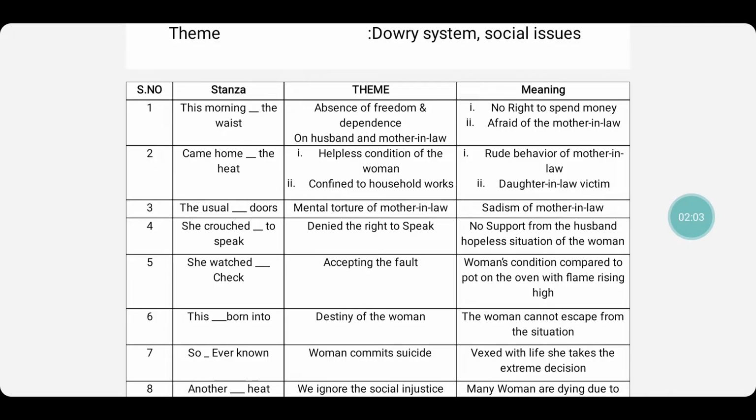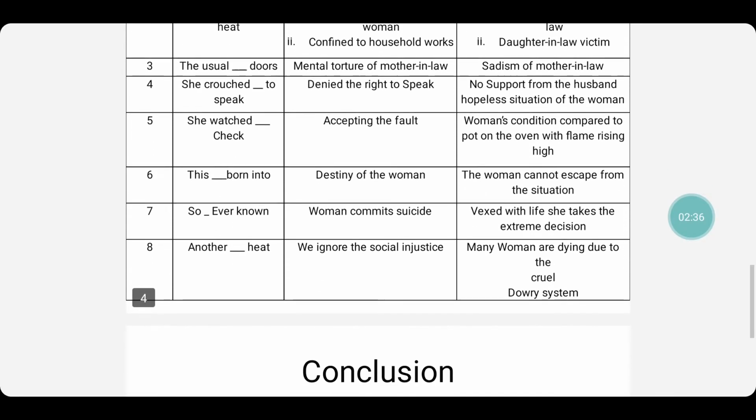Now on to the tabular column. First, the serial number, the stanza 1, "This morning" to the line "the waist". The theme of the first stanza that I have chosen is absence of freedom and dependence on husband and mother-in-law. So the woman counts the coins very carefully and she doesn't take the radish, thinking it an extravagance. This shows that she has no right to spend money and she is afraid of the mother-in-law.